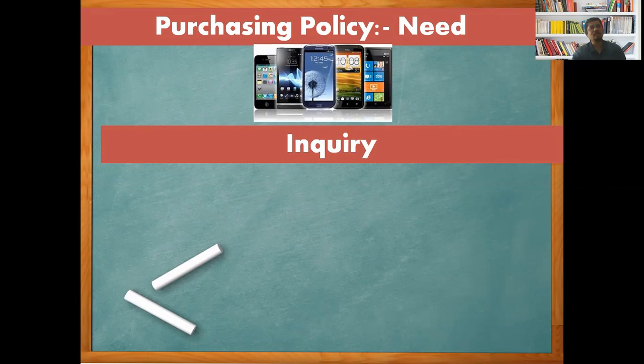First you have to identify the need. There is a need to purchase mobile phones. Yes, I have to purchase mobile phones to give a bonus in the form of a mobile phone to all my employees. The second step, you have to go for the inquiry. You are going to make an inquiry offline as well as online.